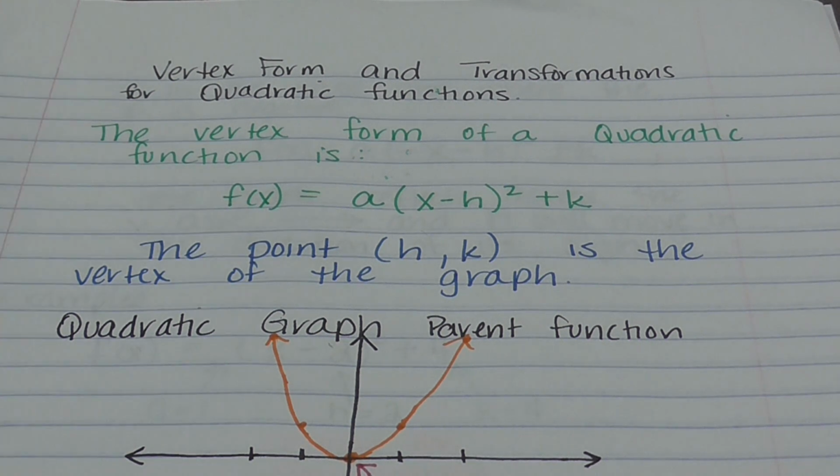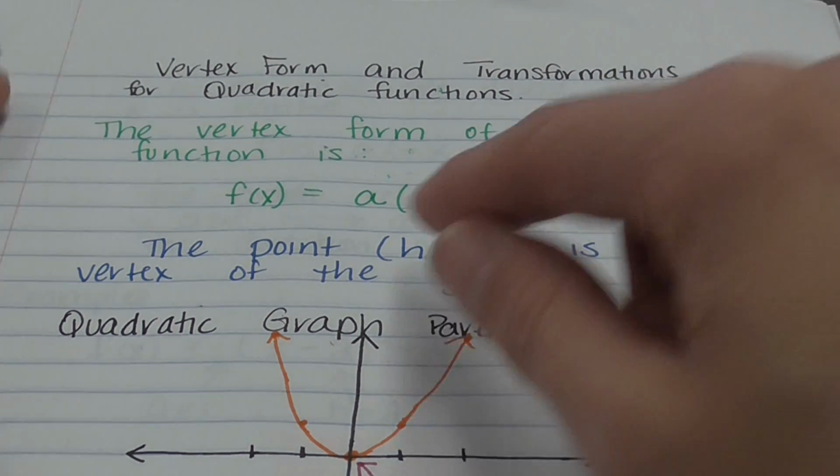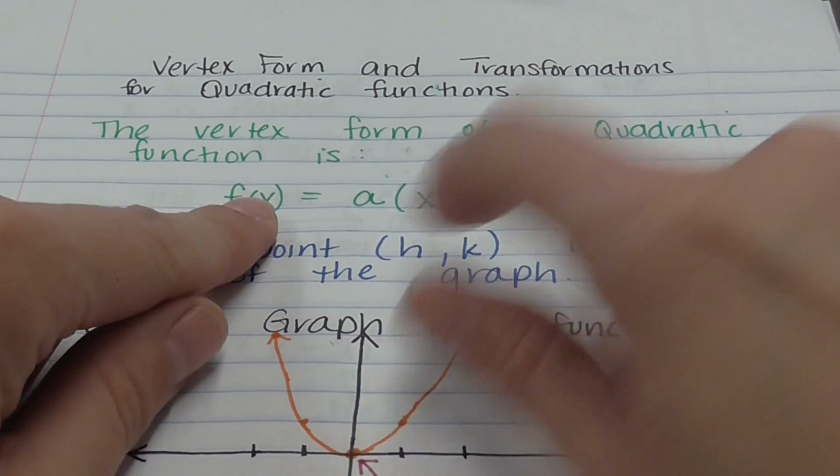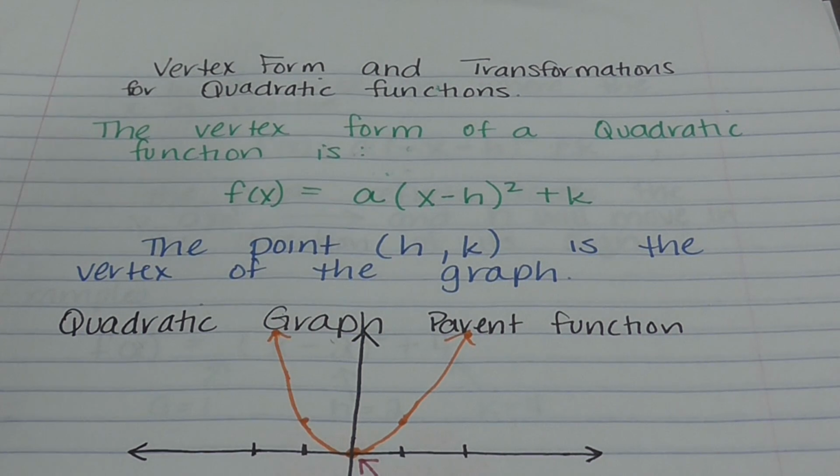(h, k) is the vertex of the graph, and the reason they use h and k instead of x and y is because there's already going to be an x, and f(x) is the same thing as y in the graph. You don't want it to get confusing, so we use h and k as the x, y coordinates of the vertex of the graph.